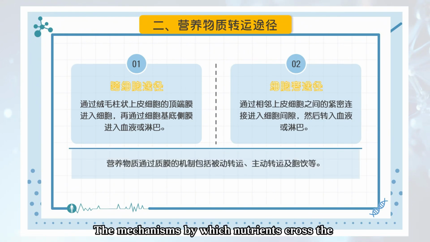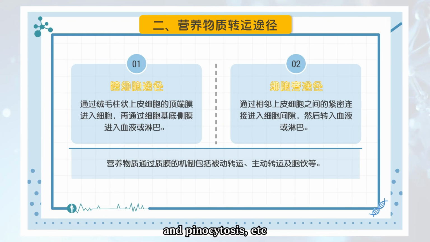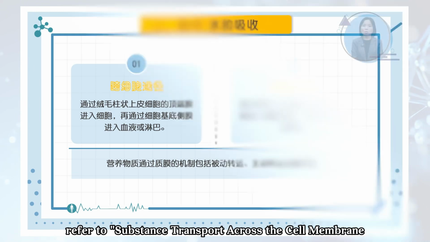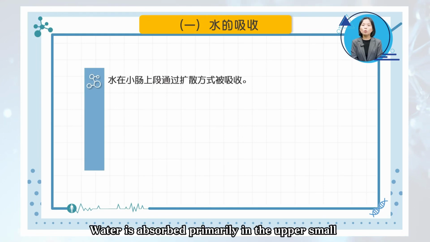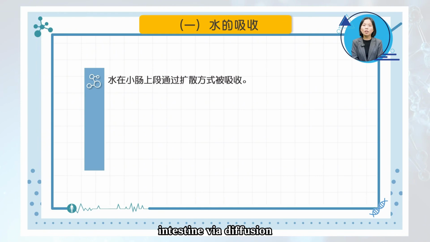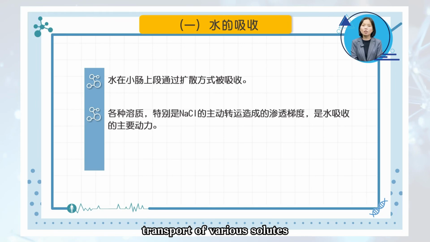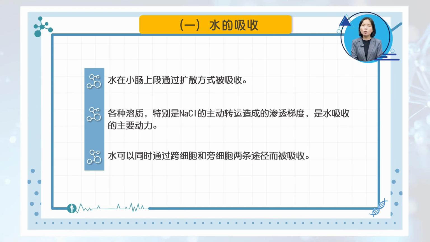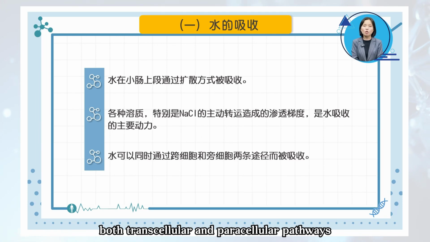The mechanisms by which nutrients cross the plasma membrane include passive transport, active transport, and pinocytosis, etc. For details on these transport mechanisms, refer to substance transport across the cell membrane. 1. Absorption of water. Water is absorbed primarily in the upper small intestine via diffusion. The osmotic gradient created by the active transport of various solutes, especially NaCl, is the main driving force for water absorption. Water can be absorbed simultaneously through both transcellular and paracellular pathways.